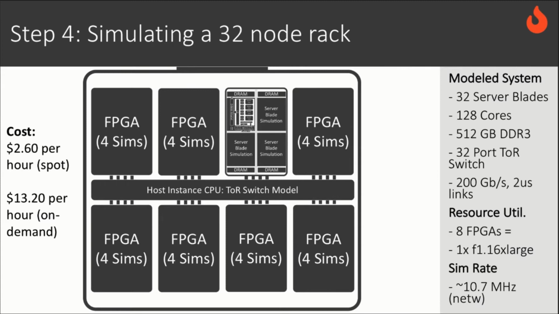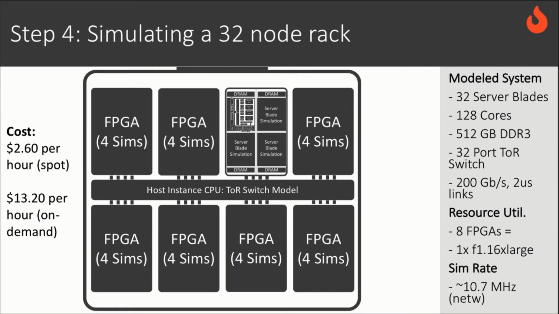There's still a switch model running here on our regular processor that's maintaining global cycle accuracy for all of these 32 nodes. So every cycle, you can think of it as essentially exchanging a token between one of these simulators and a port on the switch model. And that's why we maintain global cycle accuracy. And so if you run one of these on EC2, this will cost $2.60 per hour on the spot market, or $13.20 per hour on demand.